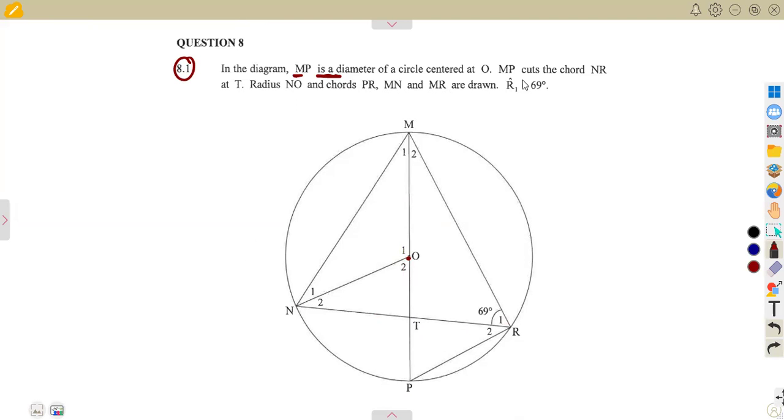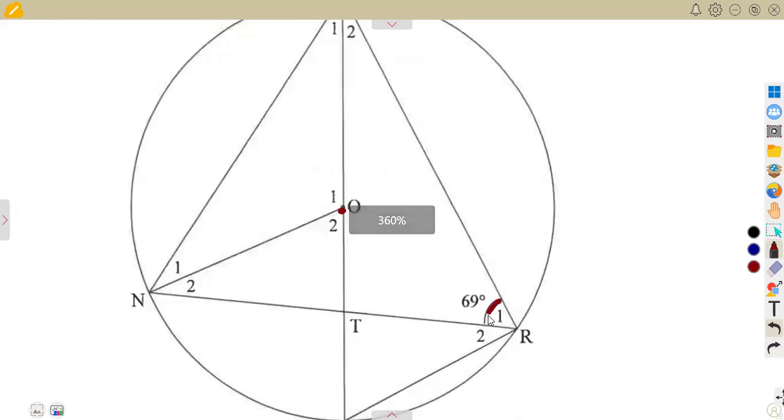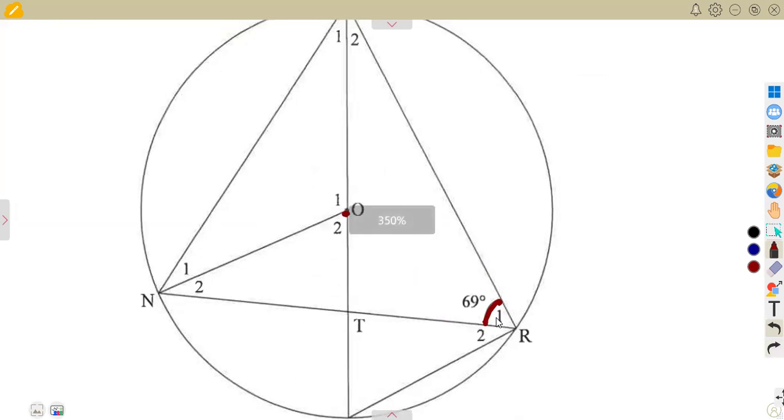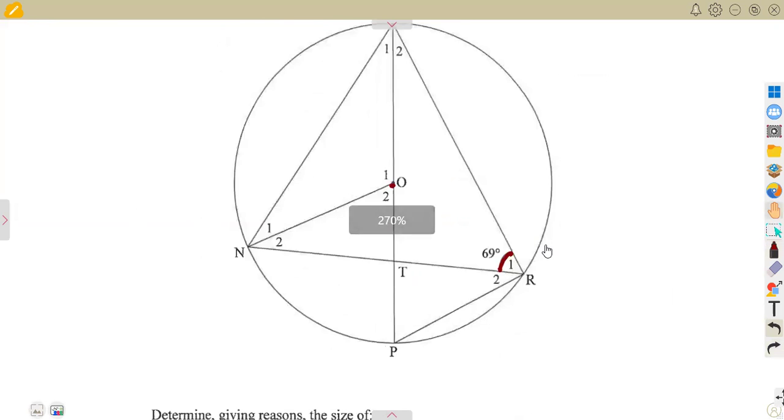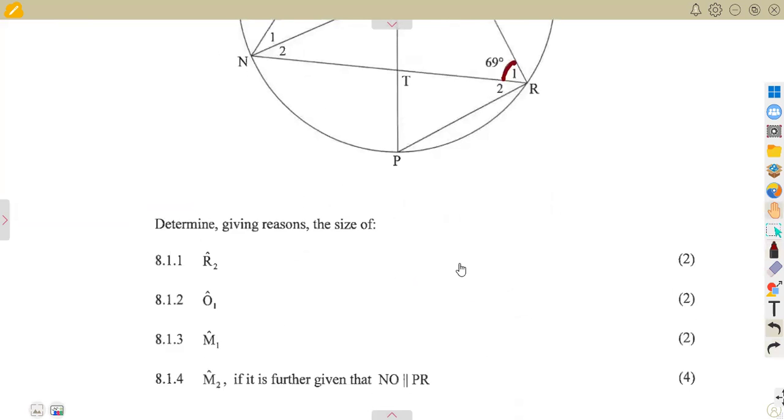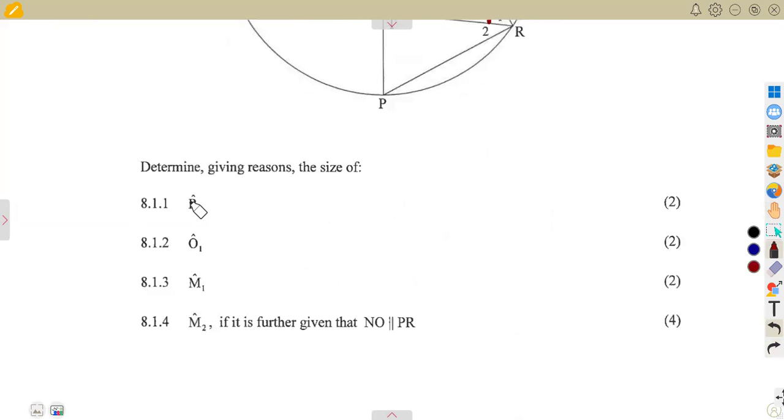And we're given the angle R1, which is 69 degrees. That is our R1 from the diagram, 69 degrees, which is this part. But remember that there is R1 and R2, which is the combination of these together, but here we're just considering R1. So with this information, our first question was to determine, and also give reasons for that.